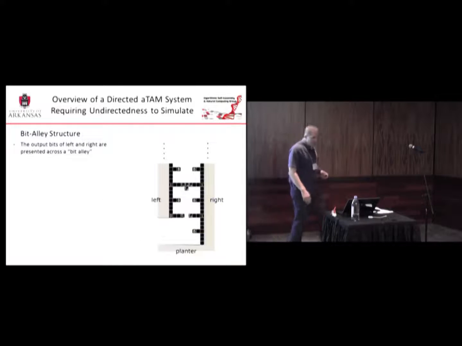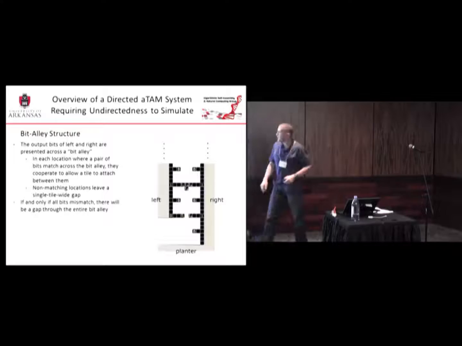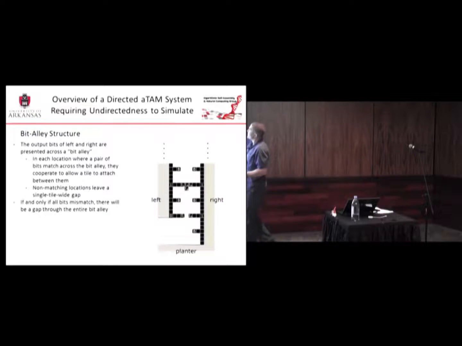Okay, so the idea is this bit alley: when these two computations put bit strings, whenever the bits are equal, they'll cooperate to place a tile, and when they're unequal, they'll leave a gap. And the key is, if and only if there's a gap all the way through, all bits mismatch, then an arm will grow through, and we can guarantee that. And it will happen once per iteration.